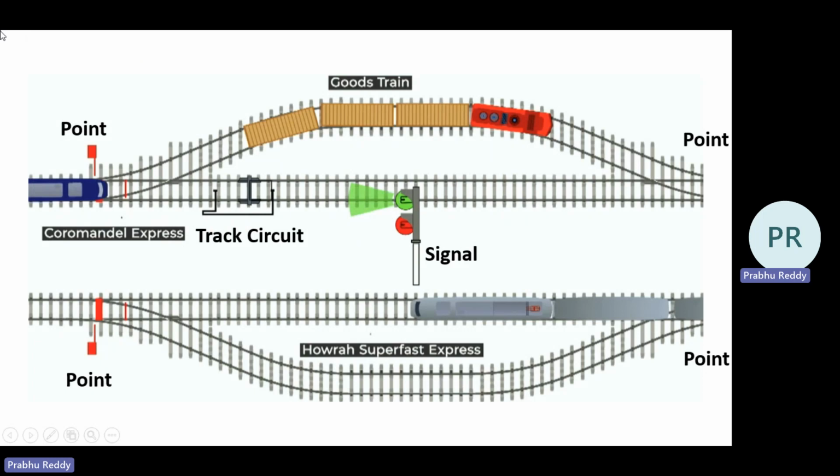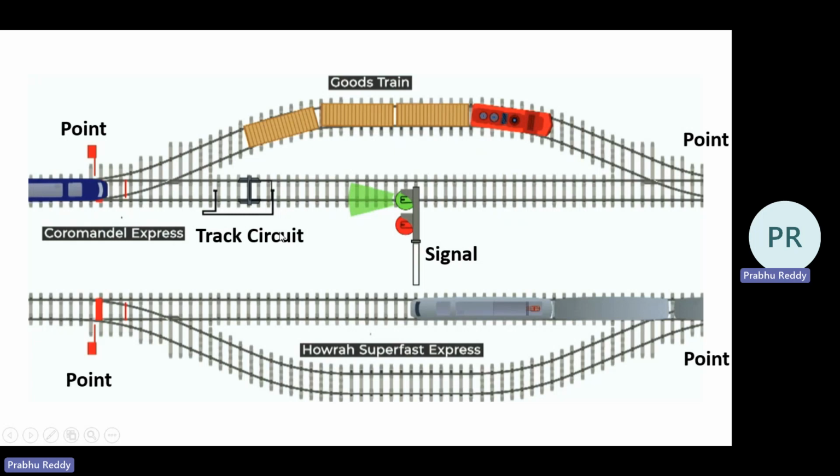So you can observe here. So I'll be pointing it out. It is a point. Okay, it is the second part of the interlocking system, wherein a train is guided whether to follow the straight path or to follow the diverging path.